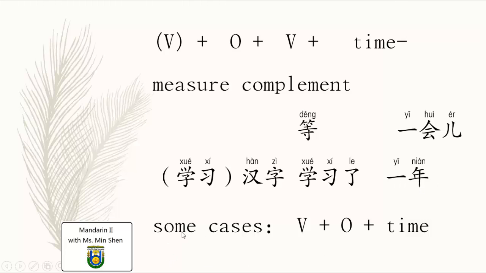But in some cases, especially in oral language, you don't have to repeat the verb, and you can just put the time measure complement right after any sentence or any verbal phrase. For example, 吃蛋糕一会儿，写汉字一会儿。Right, in oral language, it's not so strict. Time measure complement you can put right after any verbal phrase. It's only in some cases.